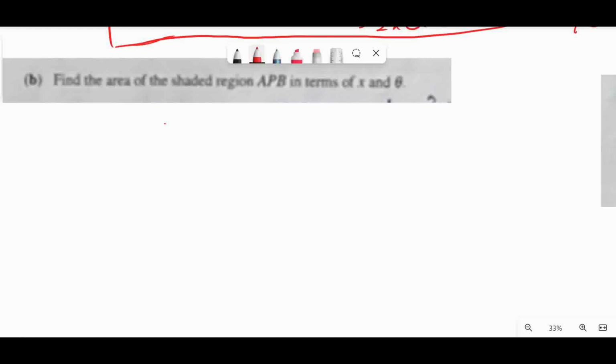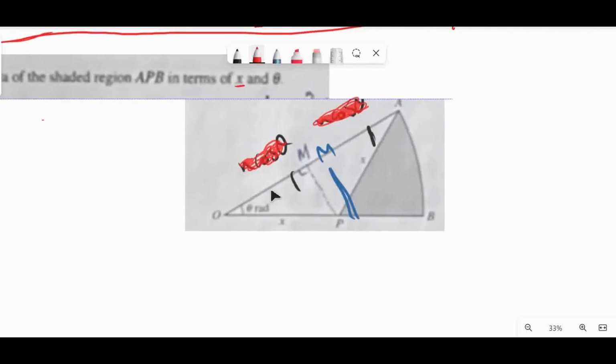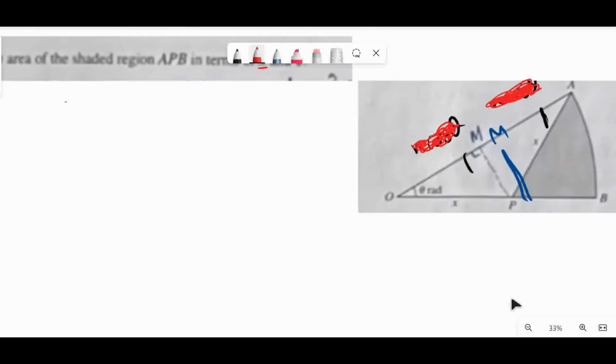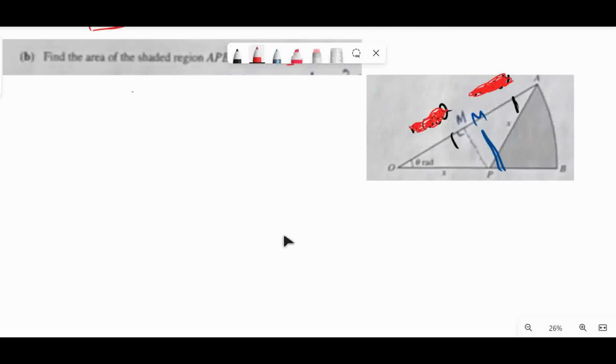In part B, find the area of the shaded region APB in terms of x and theta. So it means that we have to find the area. First of all, let's see the diagram. This was the diagram. From the diagram, we can clearly see that we have to find the area of the shaded region, which means that we can subtract.